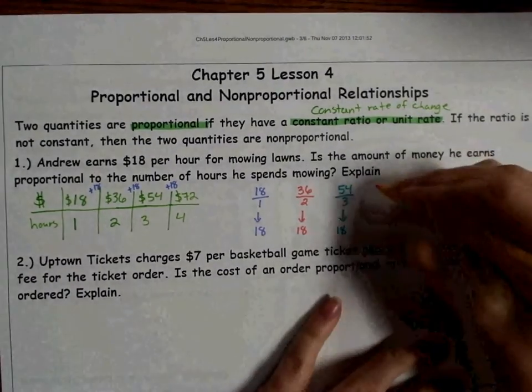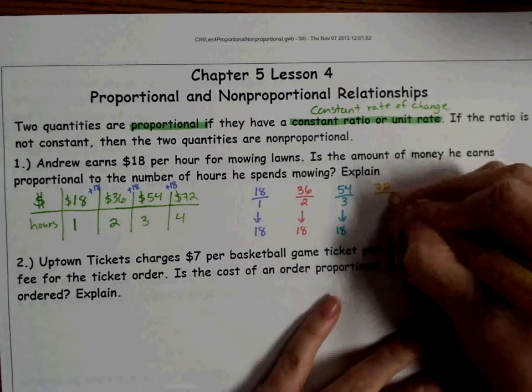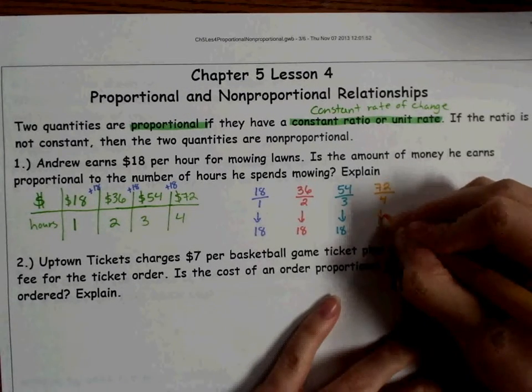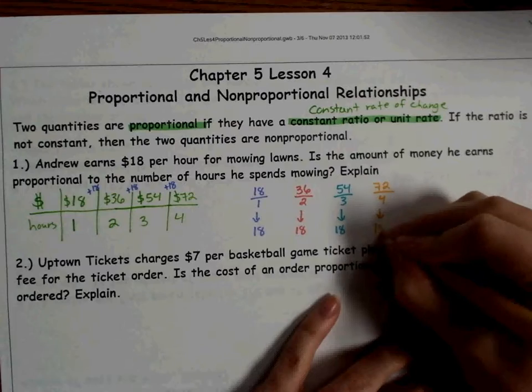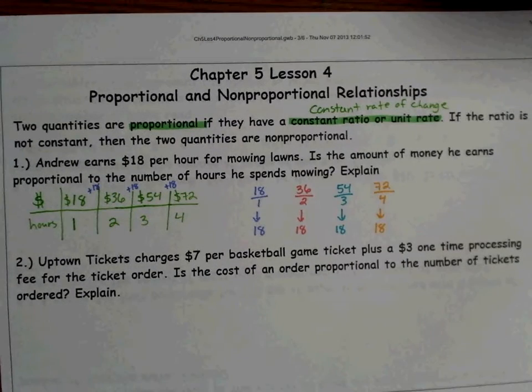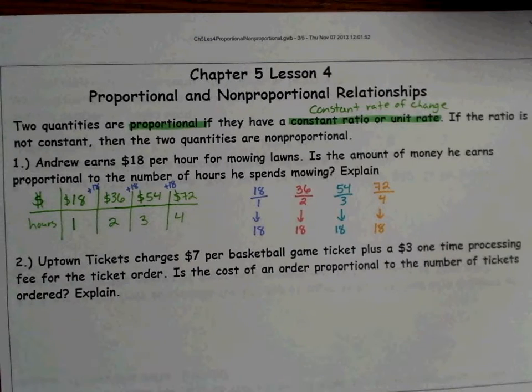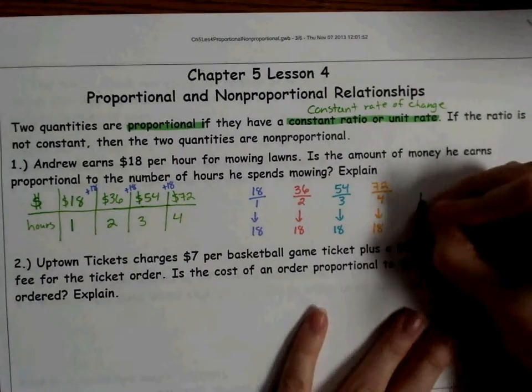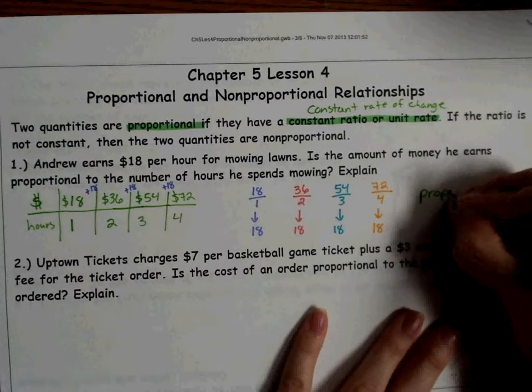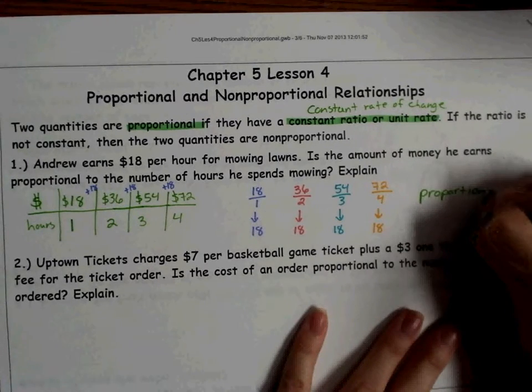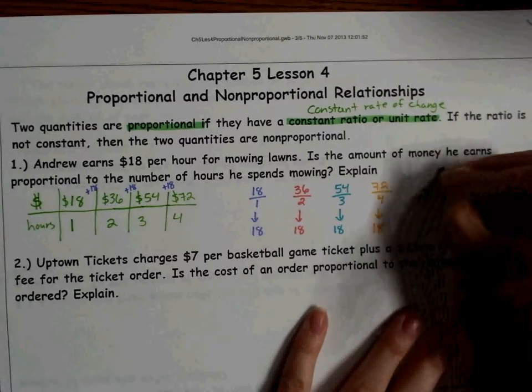Okay, then the last one we have is 72 over 4. What is that? 18. Okay, so we're getting 18 across the board. That means that this is a proportional relationship because we do have a constant rate of change or a unit rate. So it is proportional.